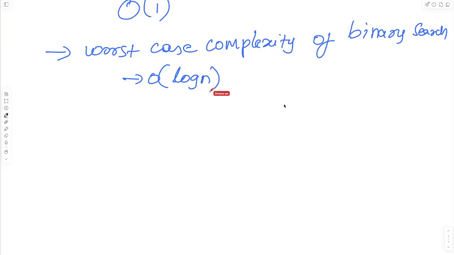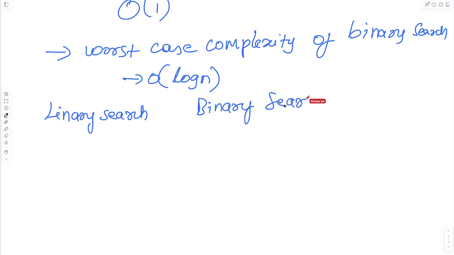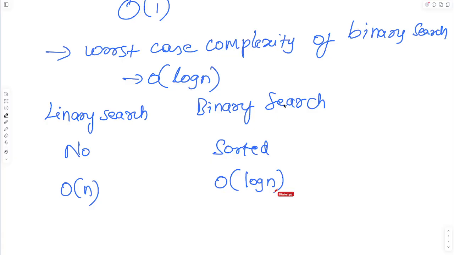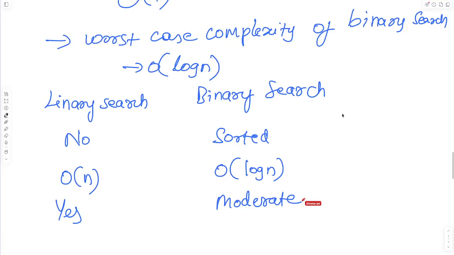So now let's have a comparison between linear search and binary search. One thing we need to see in binary search is that whatever list we are getting has to be sorted. But in linear search, it is not needed. What is the worst case complexity? O of n for linear search, and O of log of n for binary search. Is it easy to implement? Yes, linear search is easy to implement. Binary search, not so much. It is not very easy to implement, but it is not too complex either. So moderate implementation.